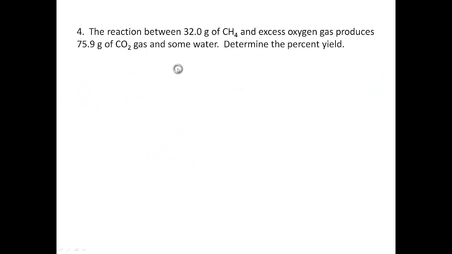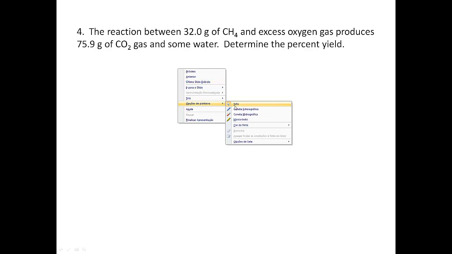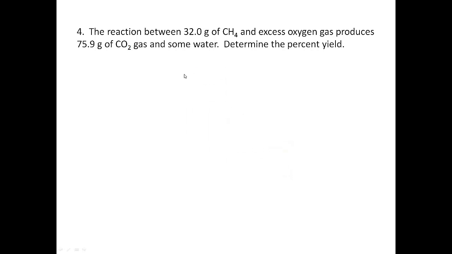Stoichiometry review problem number 4. Reaction, 32 grams of CH4, excess oxygen gas, produces CO2 and water. This is your typical combustion reaction. We've got to determine the percent yield here. Okay, so CH4 plus oxygen gas, remember that's diatomic, reacts to form CO2 plus water. Okay, we balanced. Looks like we need to put a 2 here and a 2 there.